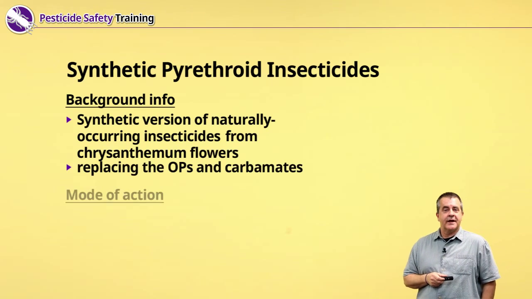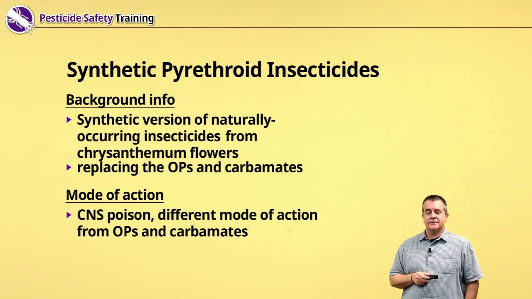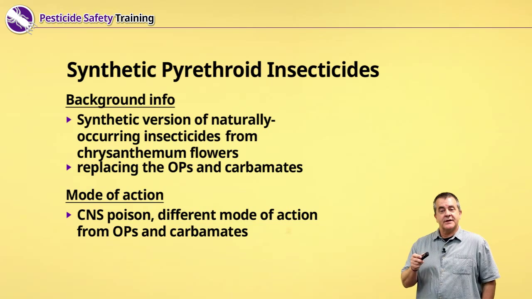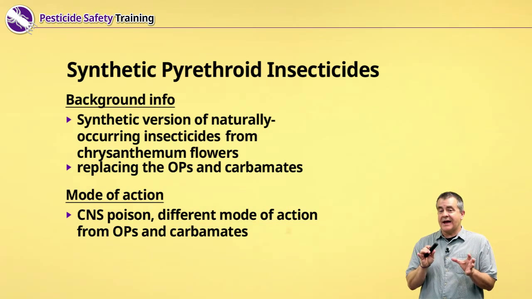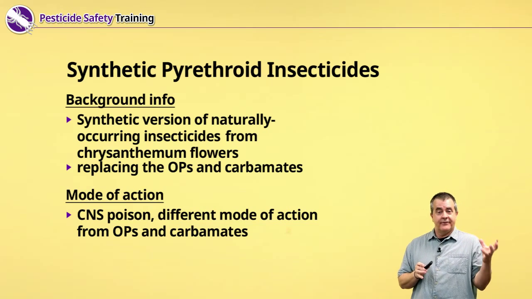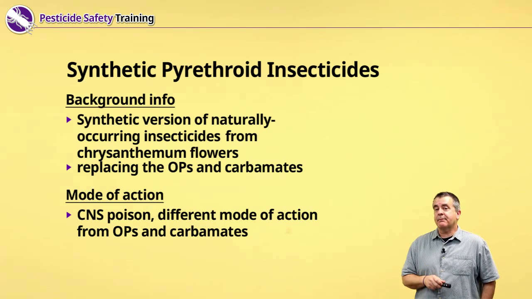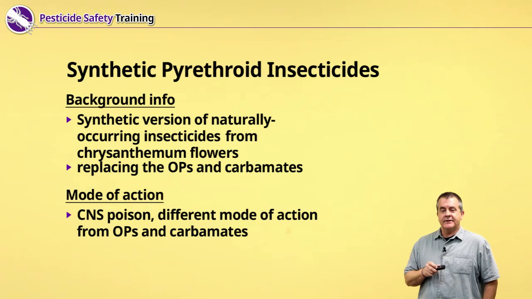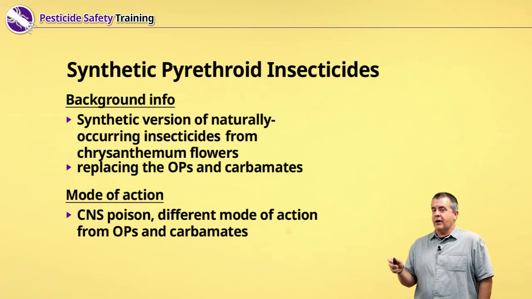Our next group of insecticides are the synthetic pyrethroids. Now these are synthetic or man-made versions of a naturally occurring insecticide from chrysanthemum flowers. So this is a type of botanical insecticide, developed from flowers. The synthetic pyrethroids have been around since the early 1900s, but they didn't come into common use until later on in the century.